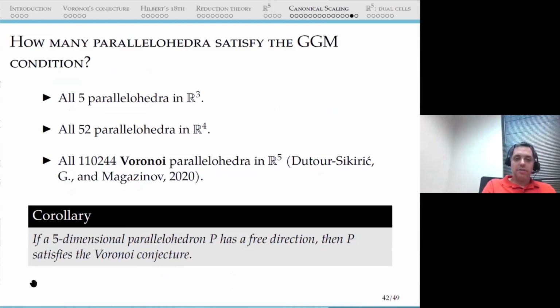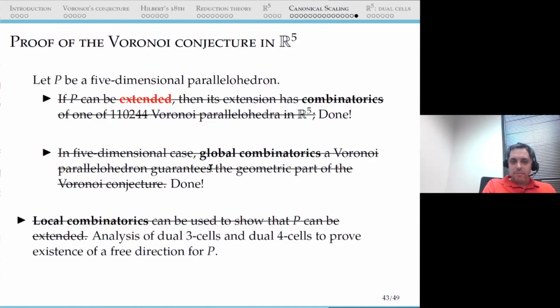And as a corollary, if we have a 5-dimensional parallelohedron that has a free direction, then it satisfies the Voronoi conjecture because its extension will have the combinatorics of one of those Voronoi parallelohedra, and all those Voronoi parallelohedra have this combinatorial property. Okay, I think I need to stop. So let me just add what is left.